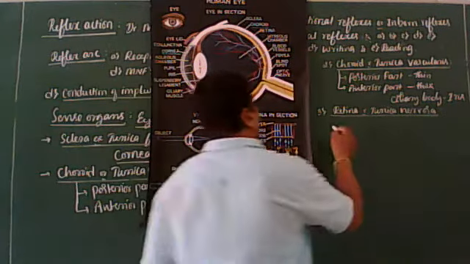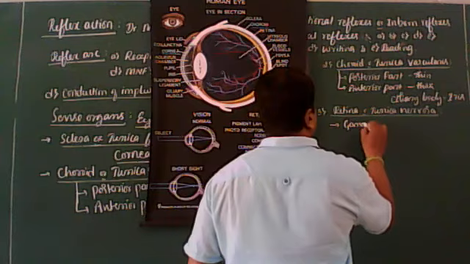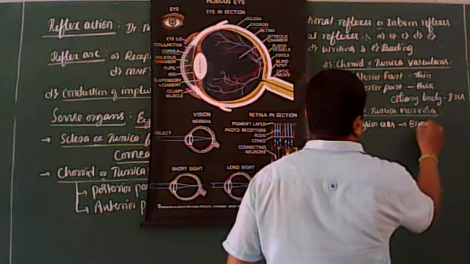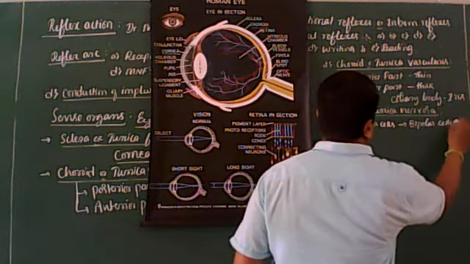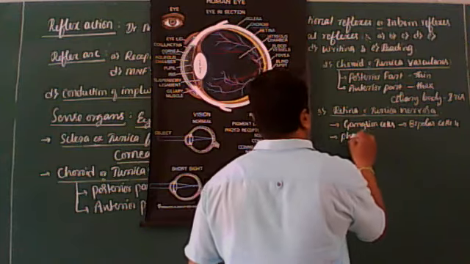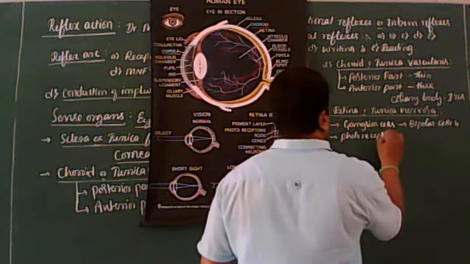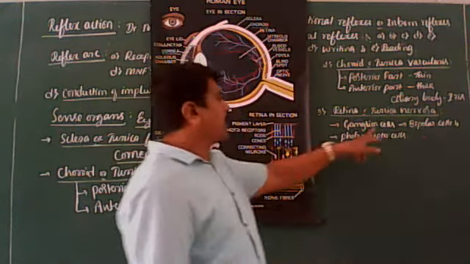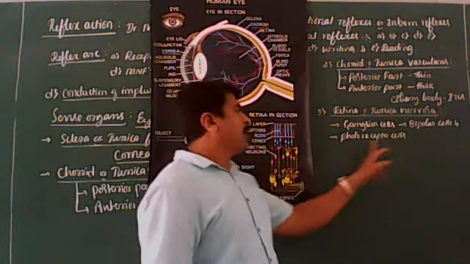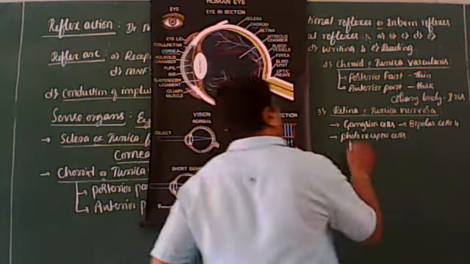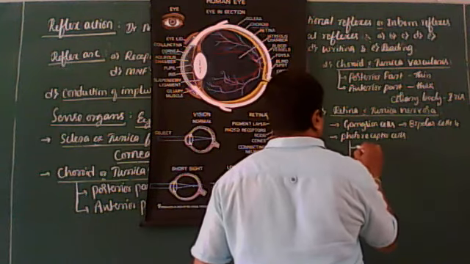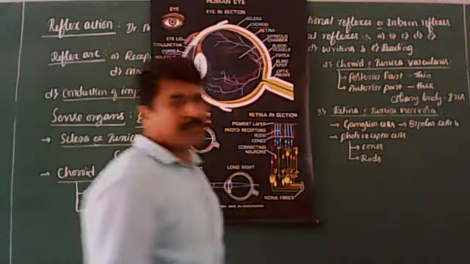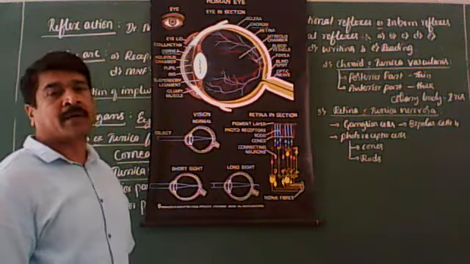These three types of cells from inside to outside are the ganglion cells, bipolar cells, and photoreceptor cells. There are two types of photoreceptor cells, namely cones and rods.